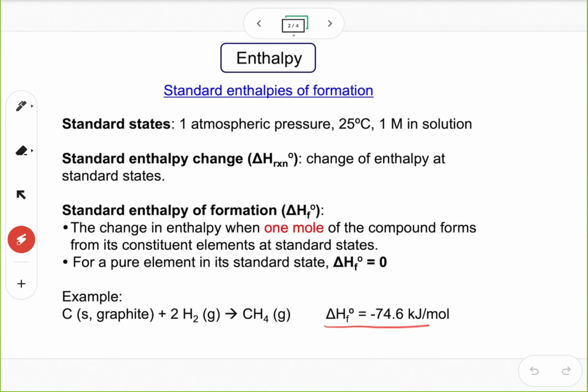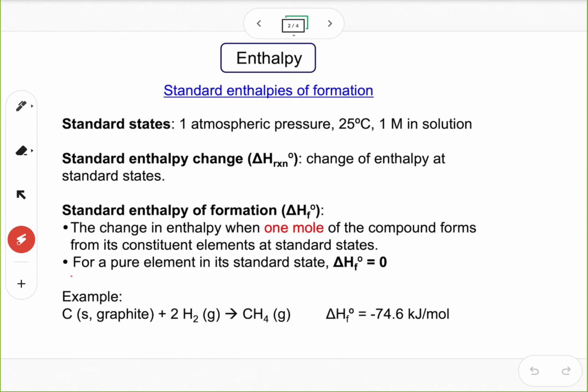Here the enthalpy change for this reaction is negative 74.6 kilojoule per mole. So this is the standard enthalpy of formation for methane gas. This is how we define standard enthalpy of formation.